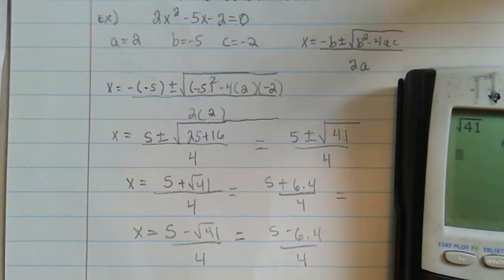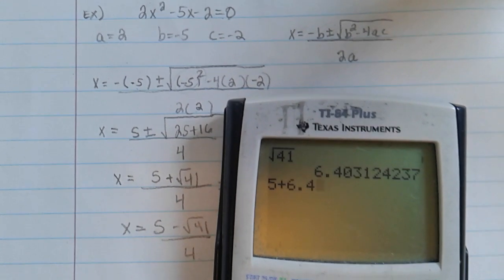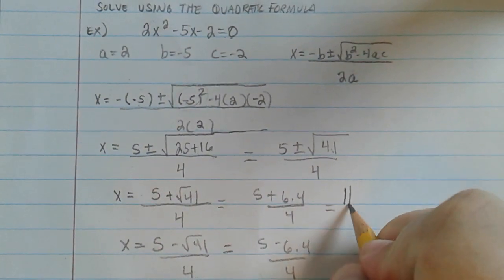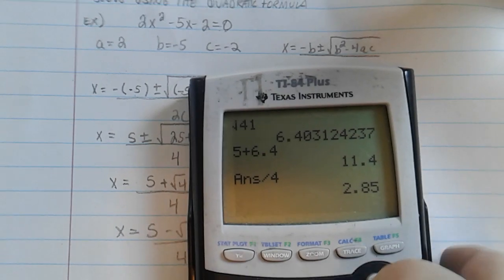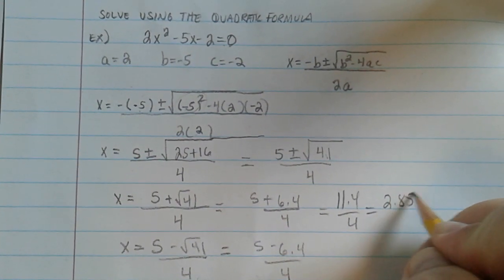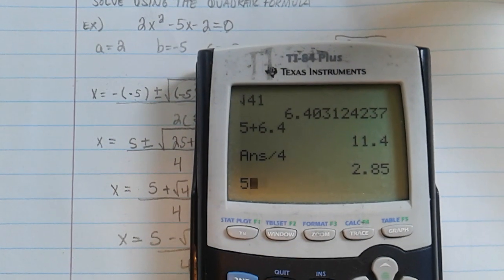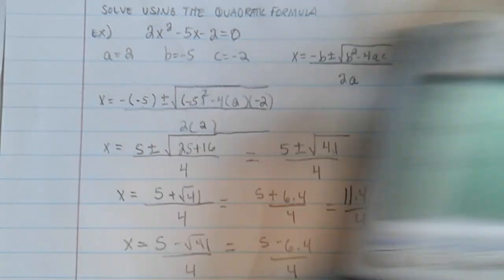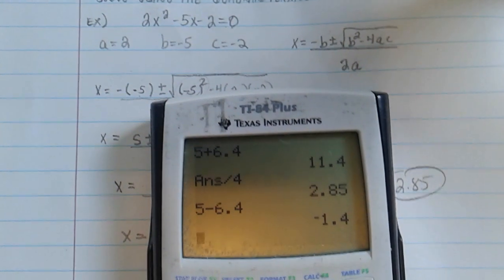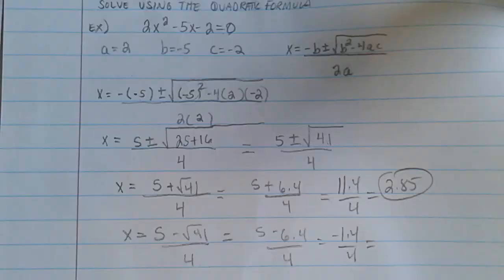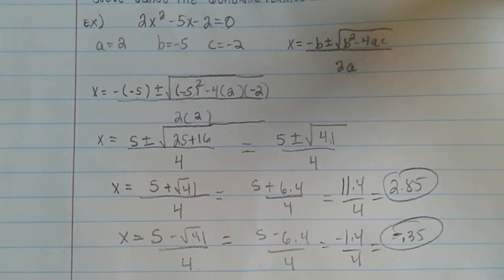Well, 5 plus 6.4, you can bring the calculator right back in. 5 plus 6.4, we see that's 11.4, divided by 4, 2.85. Okay, 5 minus 6.4, we have -1.4. Divide that by 4, -0.35.